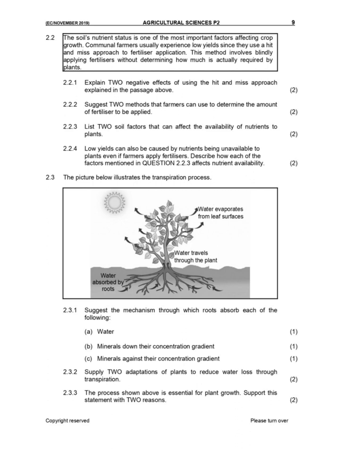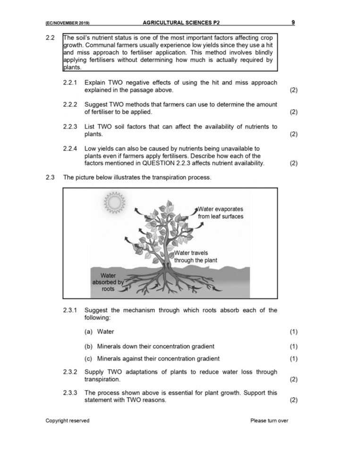One of them is diffusion or passive uptake. One of them is active uptake. One of them is osmosis. So now the ball is on your court. Supply two adaptations of plants to reduce water loss through transpiration. So what do plants do in order to adapt, right, in reduction of water loss?